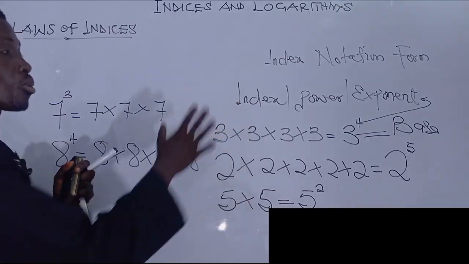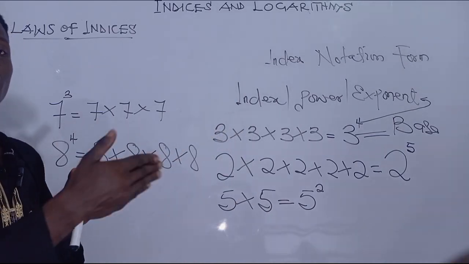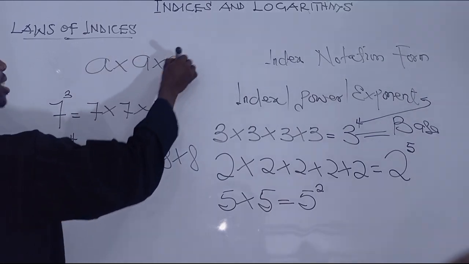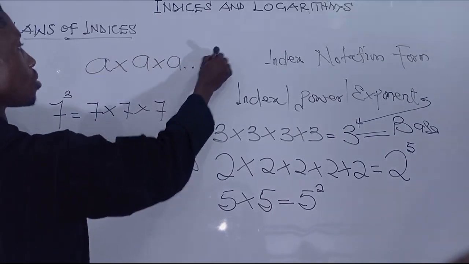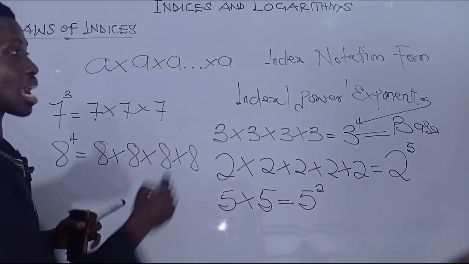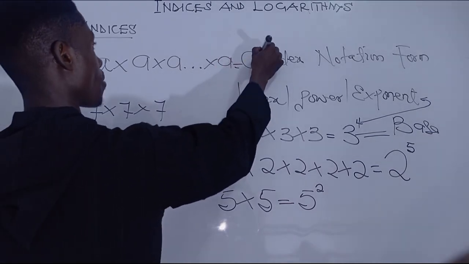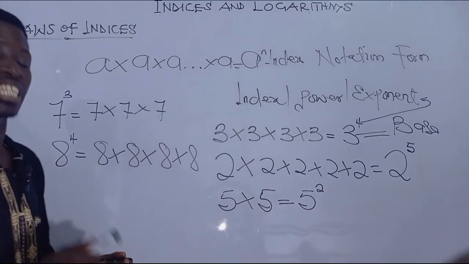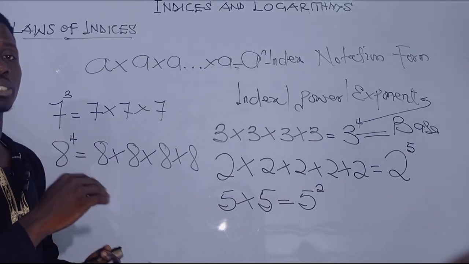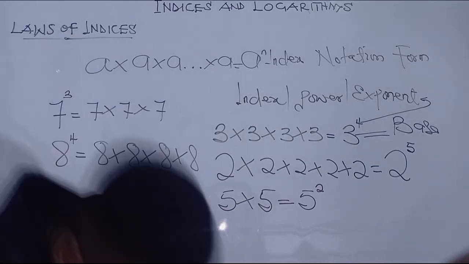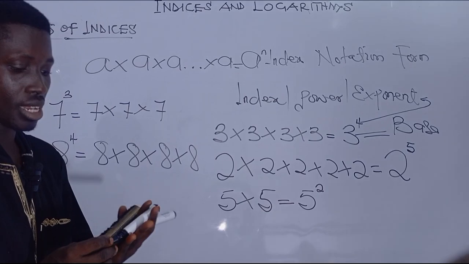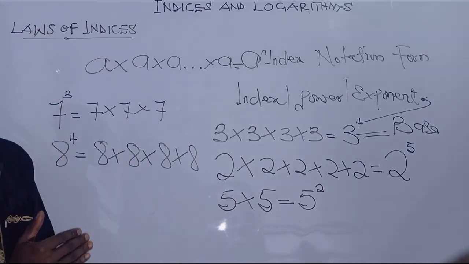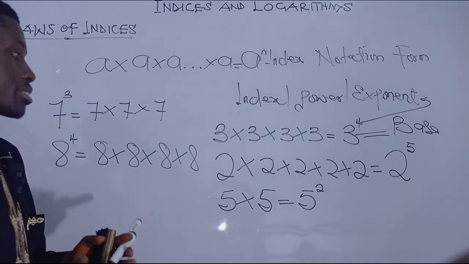Now with these very few concepts that we have gained, we can generalize and say that A times A times A and so on can be written as A raised to the power n, where A is the base, and n is the number of times that the A is multiplying itself. Now that we know this, let's move to the laws of indices.